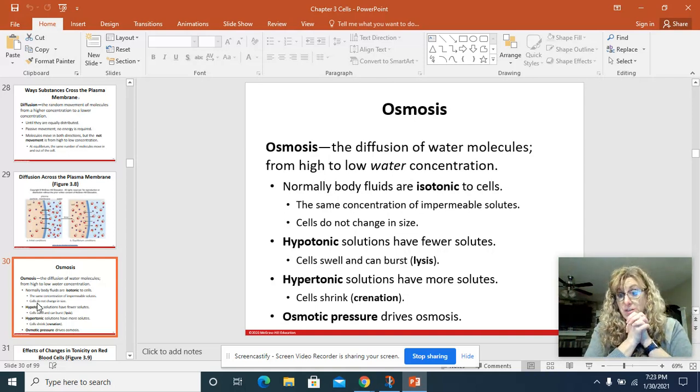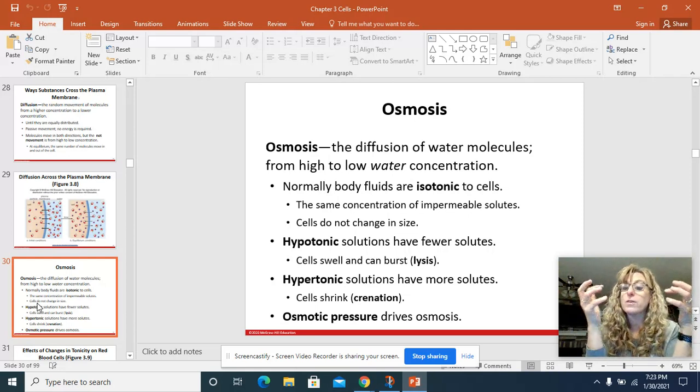Now, when we talk about the other things, though, we're looking at the solute concentration in the environment of the cell. And so with hypotonic solutions, the solute concentration in the environment is lower. It's lower in the environment than it is in the cell. And so the water is going to move into the cell, and the cell is going to puff up and eventually explode. Hypertonic means that the solute concentration in the environment is higher. And so what's going to happen here is water is going to move out of the cell, and the cell is going to shrivel up. And osmotic pressure is what drives this.